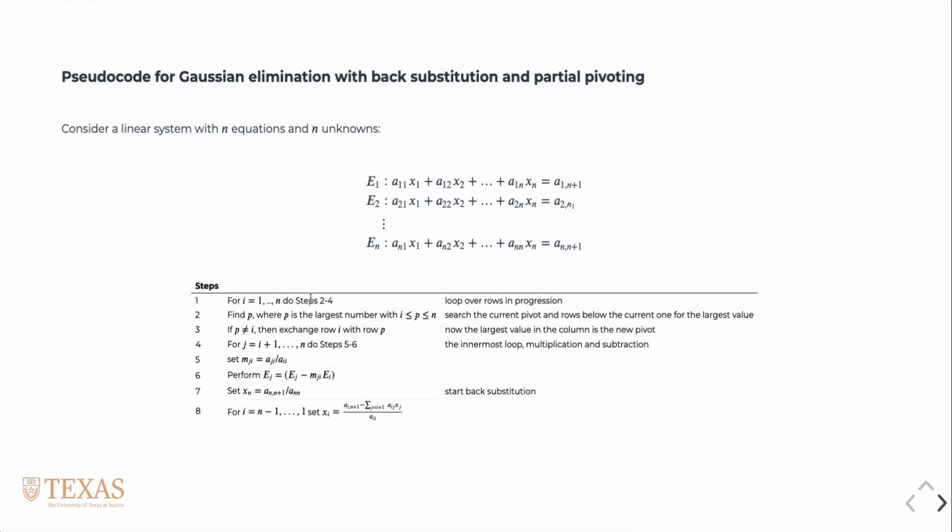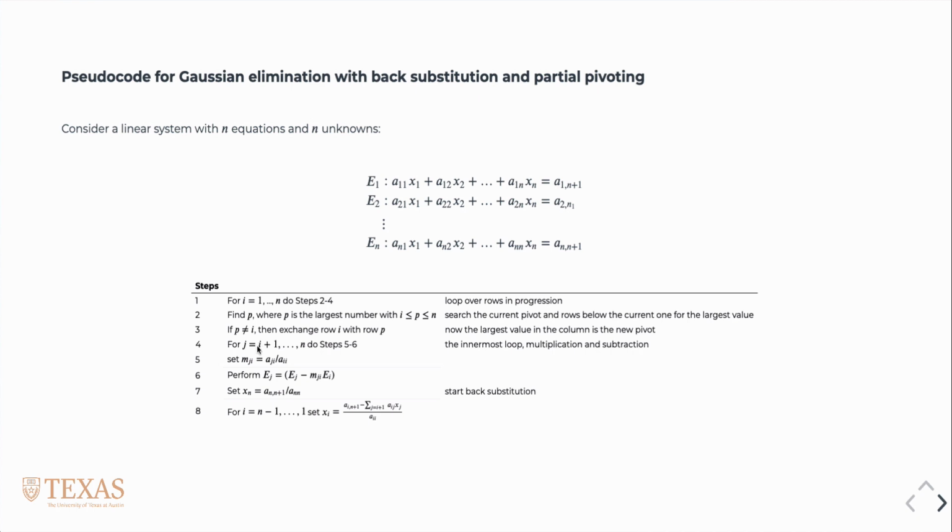We'll start a loop over the rows, where I will keep track of the row number we're on. As we're progressing through, the first thing we'll do is try to find the pivot by looking down the column from the ith row and finding the index P, which is the largest number from row I down. If it happens to be that P equals I, then there's no reason to exchange rows, and we'll skip the step. Otherwise, we will exchange rows I and P, and then we'll start a new loop.